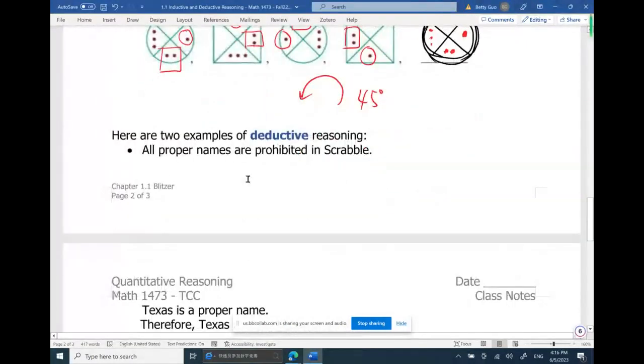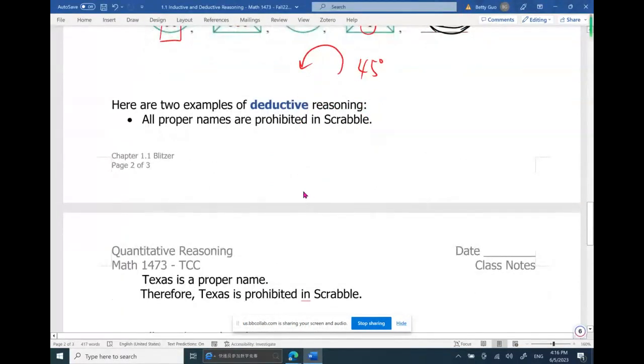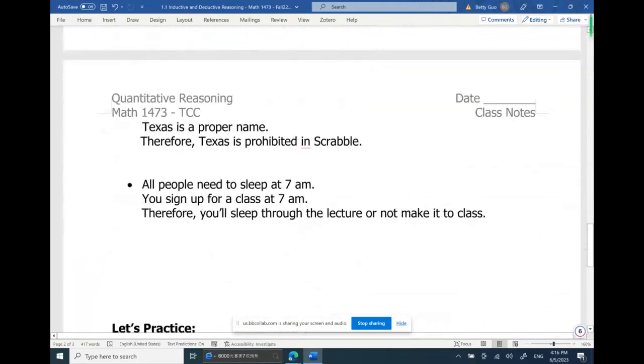Examples for deduction. All proper names are prohibited in Scrabble. Texas is a proper name. Therefore, Texas is prohibited in Scrabble. It is deduction because the number of examples is decreasing from all names to Texas. All people need to sleep at 7 a.m. You sign up for a class at 7 a.m. Therefore, you sleep through the lecture or do not make it to class. From all to you, so that is also deduction.